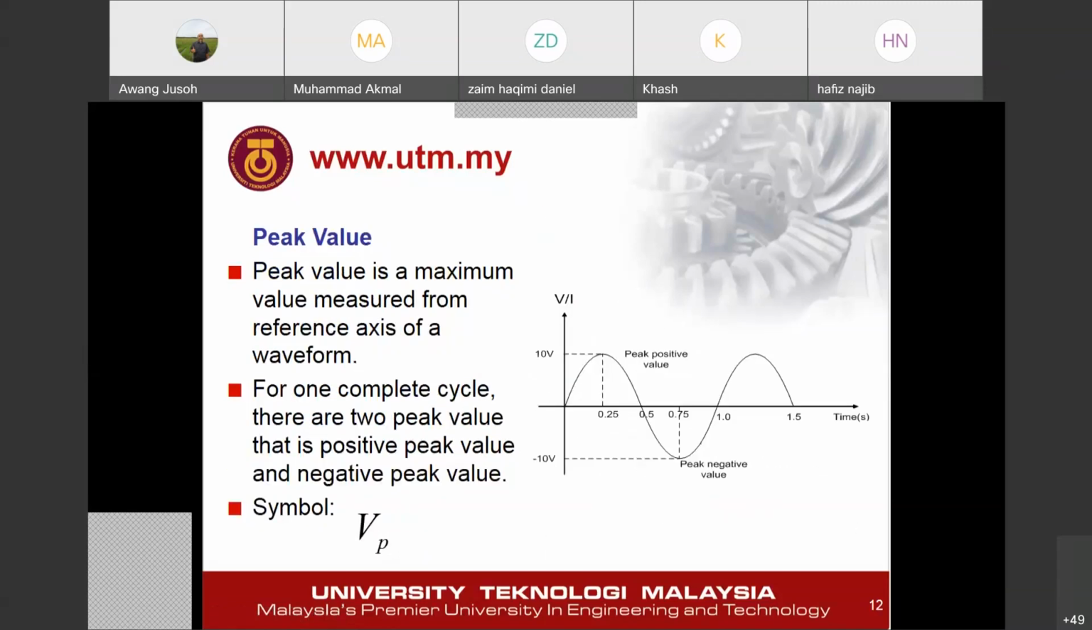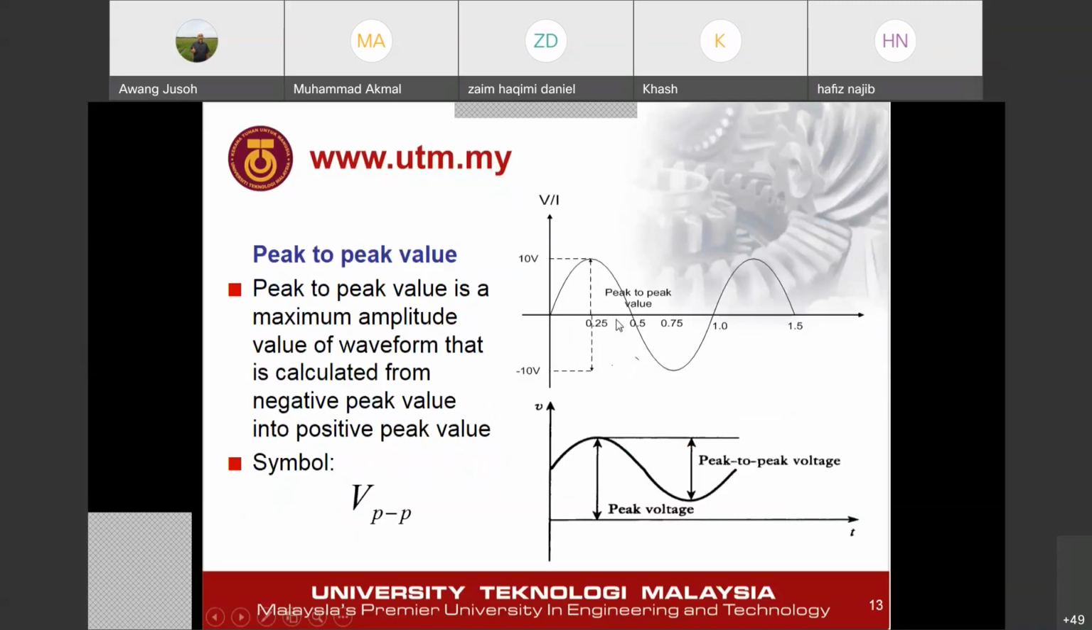Peak to peak. This is also an important parameter in the AC system. Peak to peak means the measurement from the positive peak to the negative peak. What is the value for that? We call it peak to peak. You have to measure the positive peak value up to the negative peak. The symbol is for the maximum value peak to peak. Okay, it depends on the waveform. For example, a waveform like this: this is a peak value, for example, and this is the peak to peak.